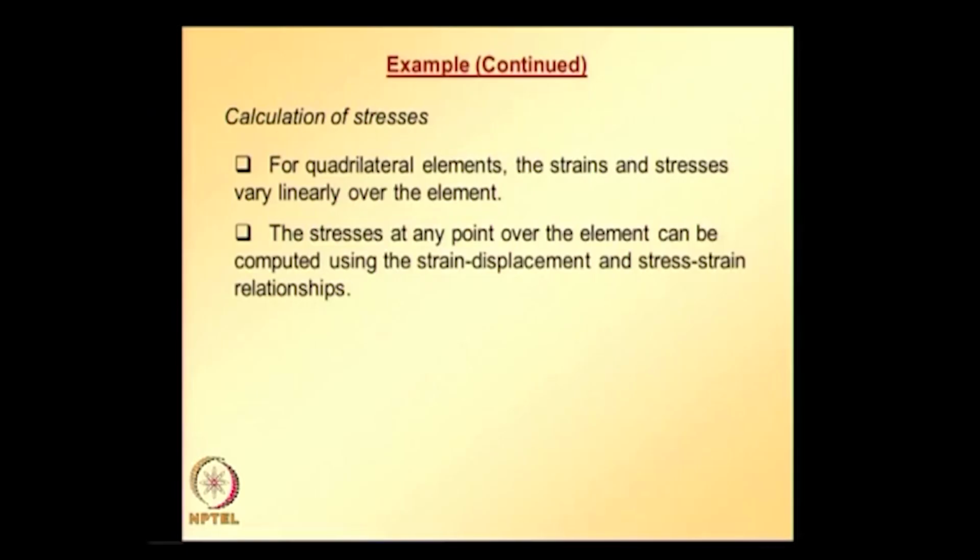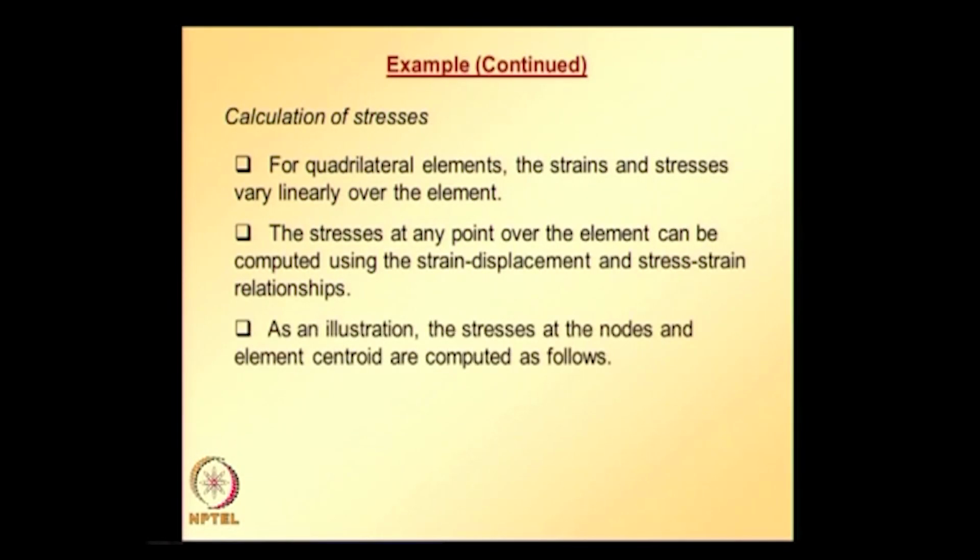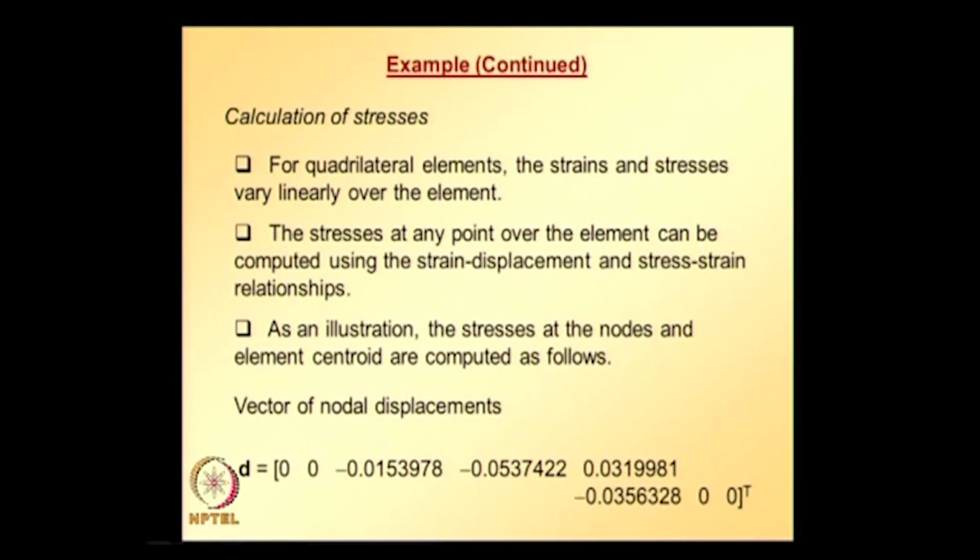Stresses at any point over an element can be computed using strain displacement and stress strain relations. As an illustration, stresses at the nodes and element centroid are computed as follows. First, to do that we require the vector of nodal displacements. Since we calculated displacements at nodes 2 and 3 and the other displacements are 0, we can easily write the vector of nodal displacements. And now we are interested in finding stresses at nodes.